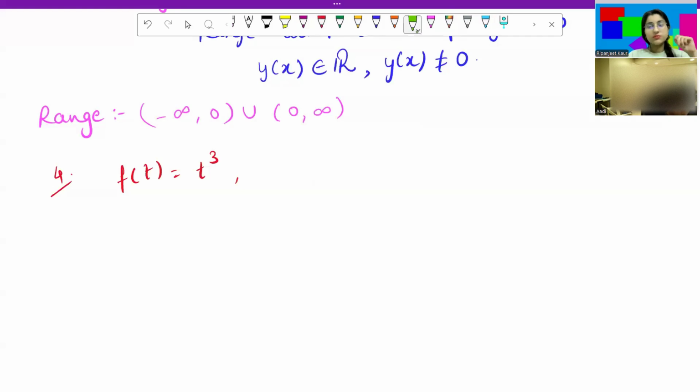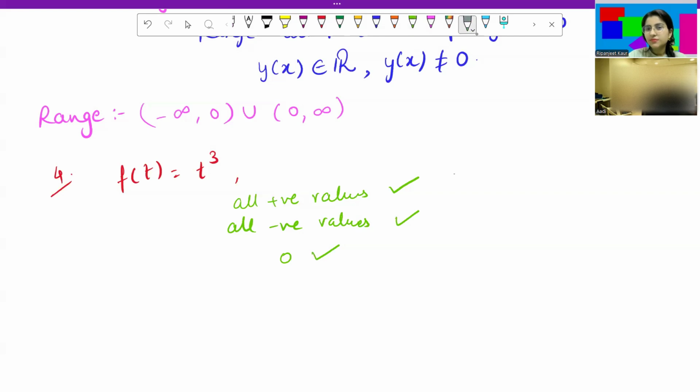You can think of it in terms of positive numbers, negative numbers, 0, or some specific things given. Can we plug in all positives here? What about all negative values? We can plug in a 0. Positive, negative, and 0 can all be plugged in. So wouldn't it be in parentheses negative infinity to infinity? Very good. This is our domain, which means the set of all real numbers.